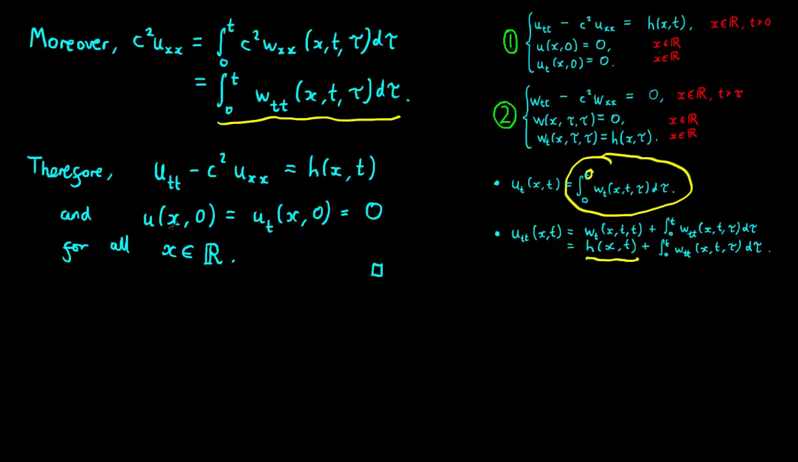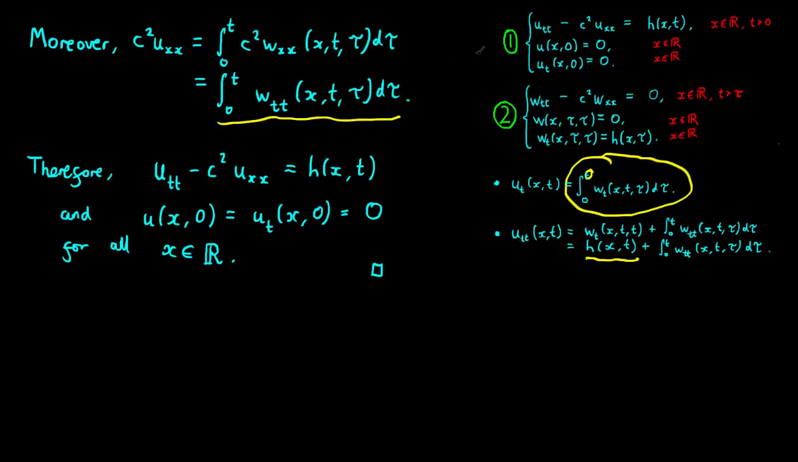So in other words, that completes the proof of this part of the problem, because we've shown that u defined in terms of w is going to be the solution to the inhomogeneous wave equation, and these initial conditions are satisfied. So the way that we defined u, starting from the solution of w, gives us the solution to problem 1.